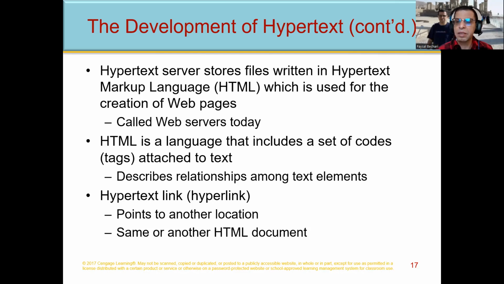HTML is basically a language that includes a set of codes attached to a text and describes the relationship among text elements. So it's code attached between different tags and describes the relation between them. And then you have the hypertext link, or the hyperlink, which points to another location. When you click on it, it takes you there, to the same or another, for example, HTML document.